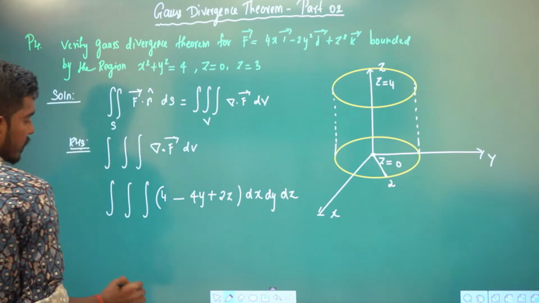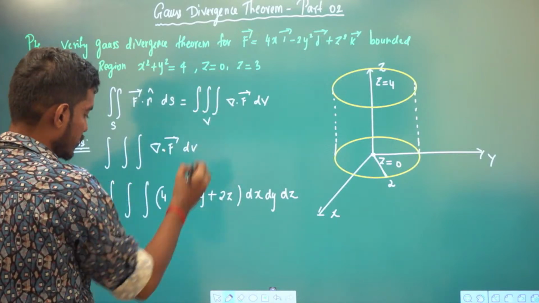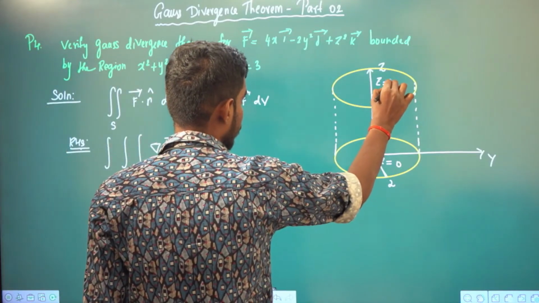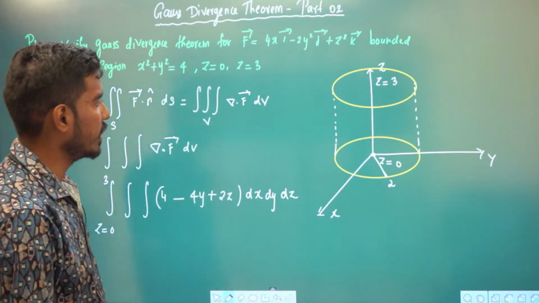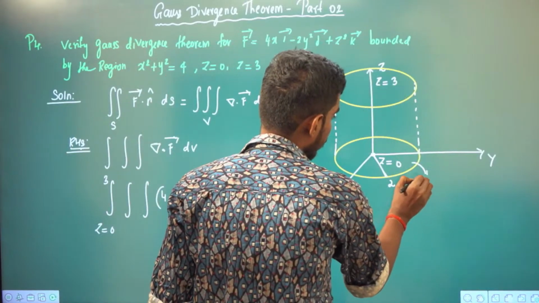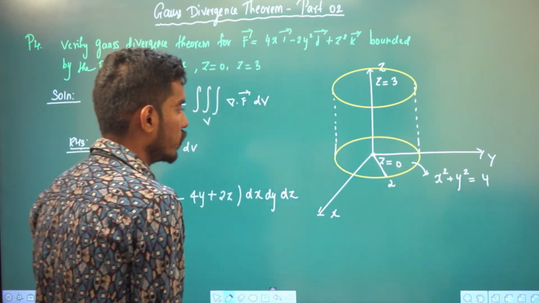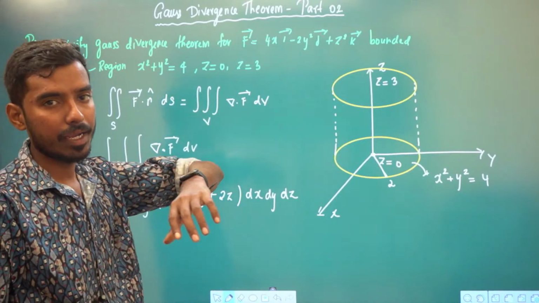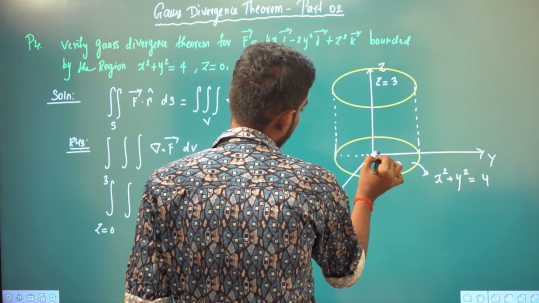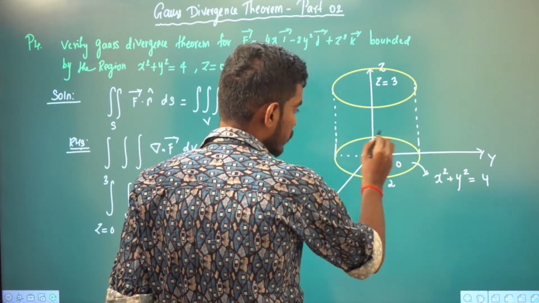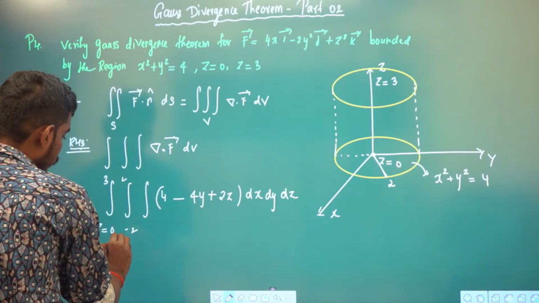So dx, dy, dz. And we know z varies from 0 to 3, z is equal to 3. And this is the same as the previous problem, right? So this equation is x square plus y square is equal to 4. So you can vary y and you can vary x also. Here y varies from minus 2 to 2, right? Because this is 0 to 2, so it will be minus 2 to 2.